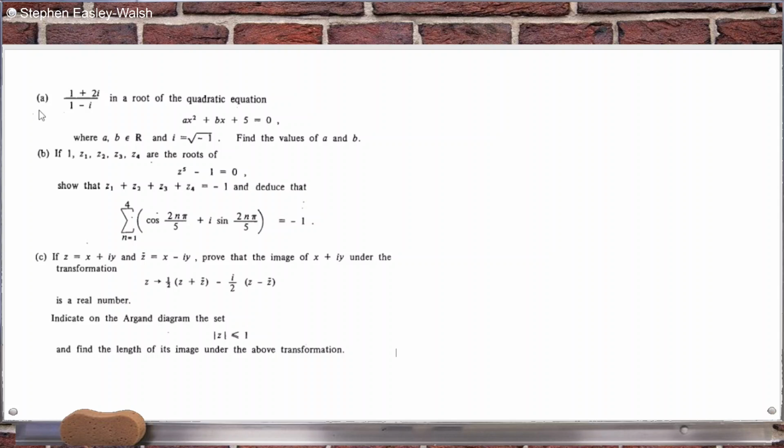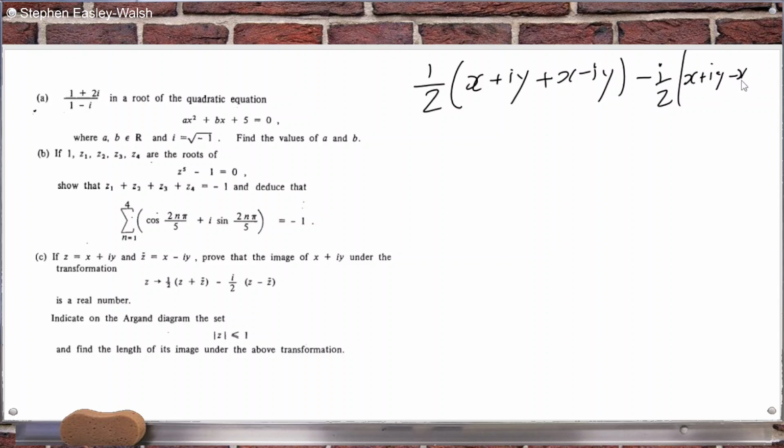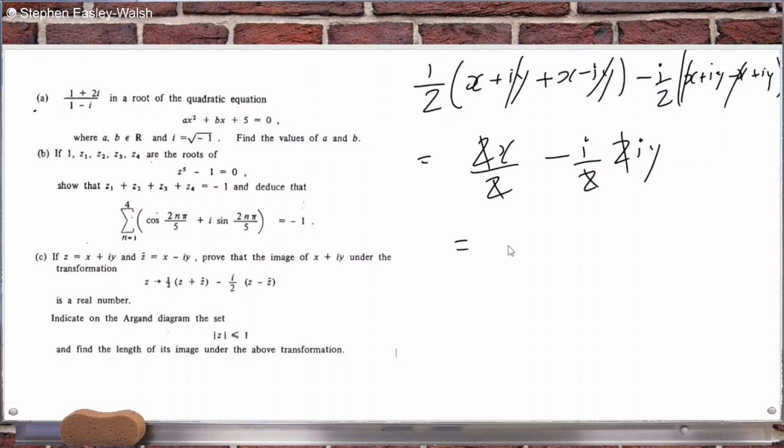Prove that that transformation is a real number. Okay, so that's a half times (x plus iy plus the conjugate, which is x minus iy), minus i over 2 times (x plus iy minus (x minus iy)). The x's cancel there, and the y's cancel there. So that's 2x over 2 minus i over 2 times 2iy. The 2s cancel. So that's x minus i squared y, which is x plus y, which is obviously a real number.